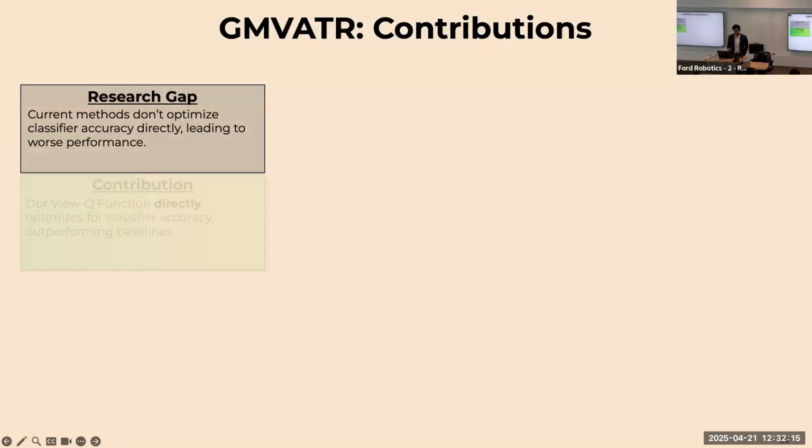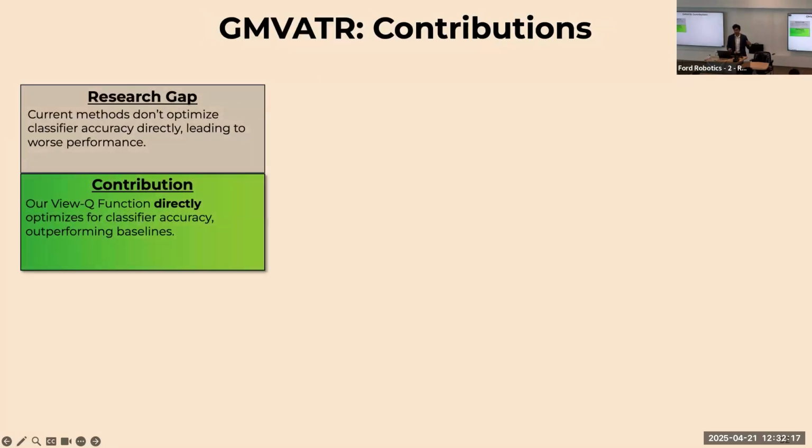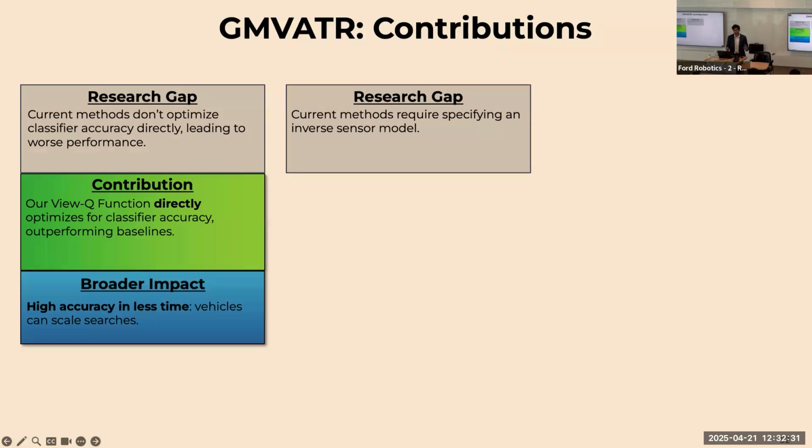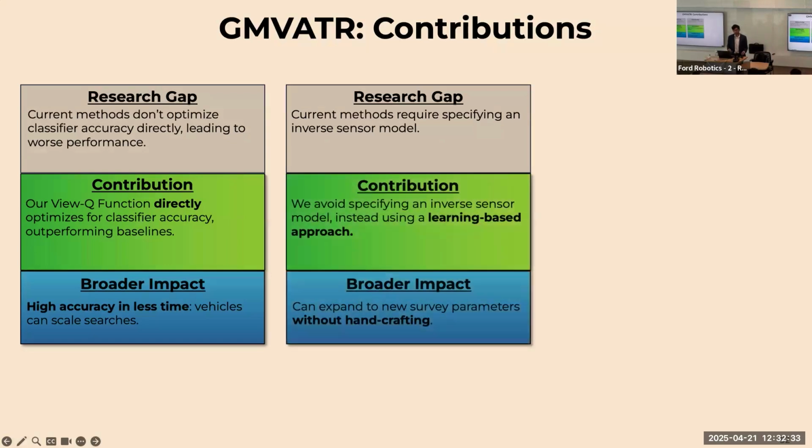So again, to summarize our contributions, we introduced the viewQ function to address optimizing classifier accuracy directly. And the real impact here is that we achieve higher accuracy in less time, which means vehicles can now scale searches to a larger search region. Secondly, we avoid specifying an inverse sensor model. And this really lets us expand to other parameters. Suppose I want to now change the survey altitude or various other parameters. I don't need to go back and handcraft a function to do this. I can just let the network learn.